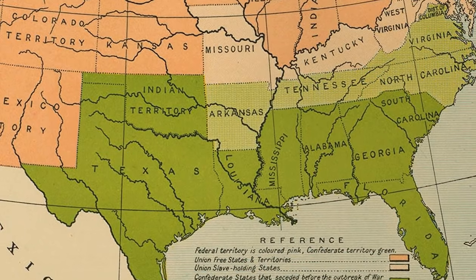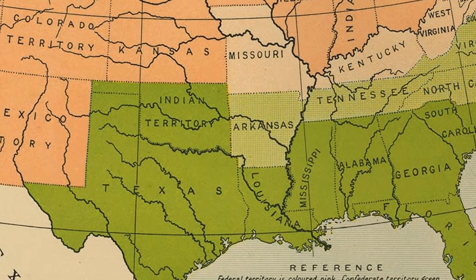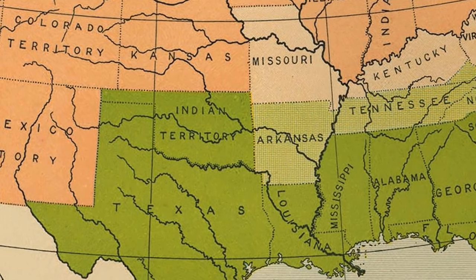Congress established Indian Territory in present-day Oklahoma to provide an area for the resettlement of the tribes.